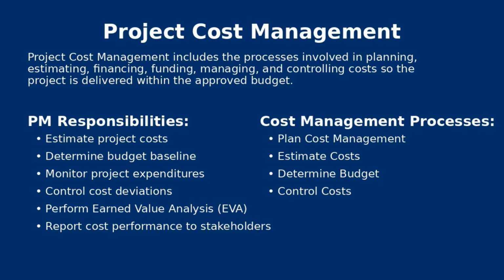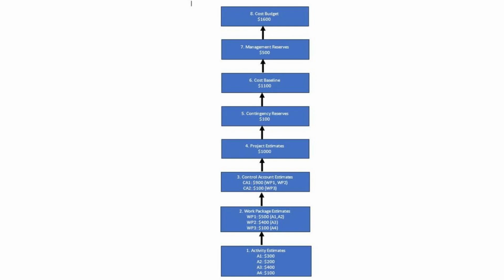When you create a budget, you always start from the bottom. You start from the activity estimate. All the activities that have been estimated. You start from the activity estimates.